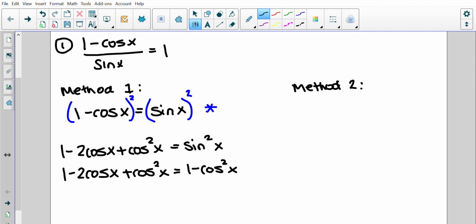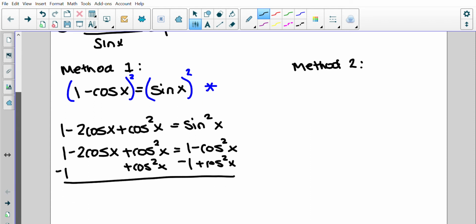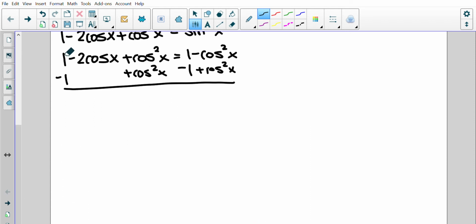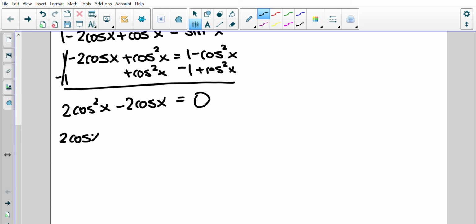So then I'm going to move all this stuff over to the left-hand side. So subtract the 1 and add the cosine squared x. And so the 1's will cancel, right? This gives me 2 cosine squared x minus 2 cosine x equals 0. And then we would look and see how we would factor this. So you might notice that there's a GCF of 2 cosine x. So I'm going to take that out. I'd be left with cosine x minus 1. And then you just set each factor equal to 0 and solve.